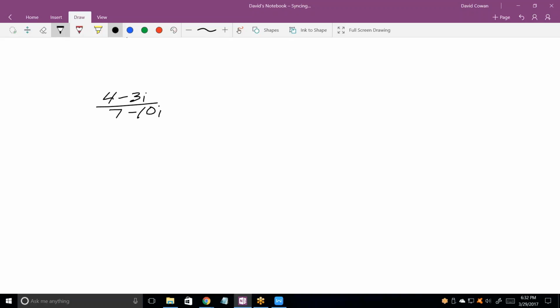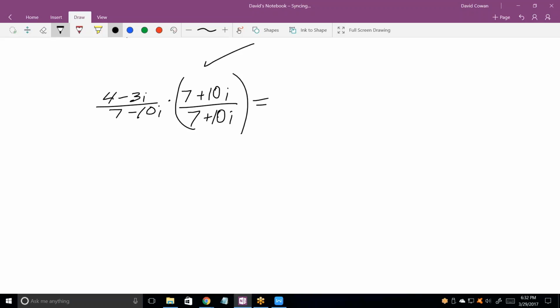What do I do here? What do I multiply? Multiply 7 plus 10i by both top and bottom. In other words, a very important concept is when you're dealing with fractions, the only thing you're allowed to do is multiply by the number 1. That's it. I can't multiply by the number 2 because I changed the fraction. But I can multiply any fraction by the number 1 without changing it. Well, here's my number 1. 7 plus 10i over 7 plus 10i.